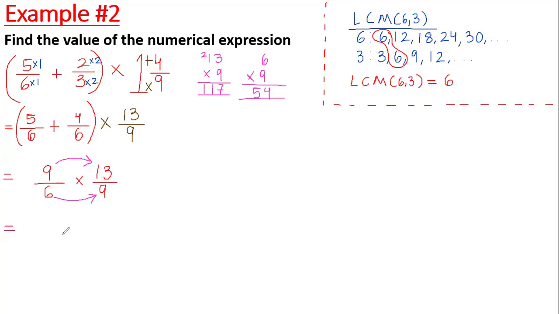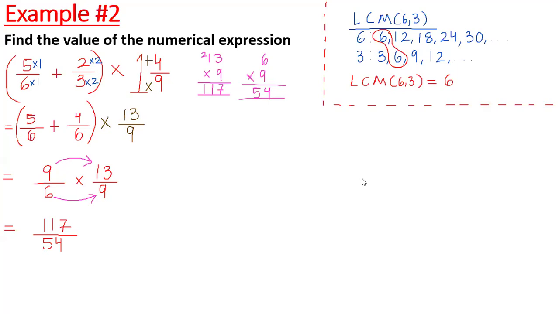And so what we have is going to be equal to 9 times 13, which gives us 117, all over 6 times 9, which is 54. Very good. So I have 117 over 54. And what can I do at this point?